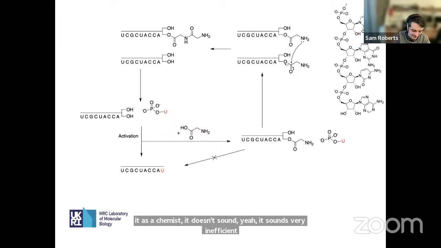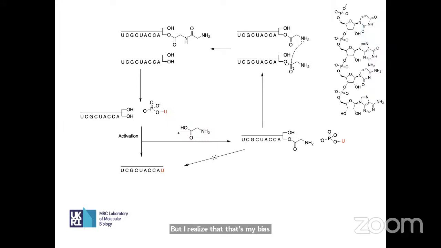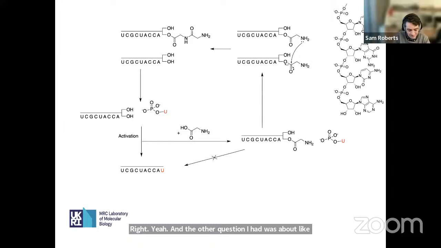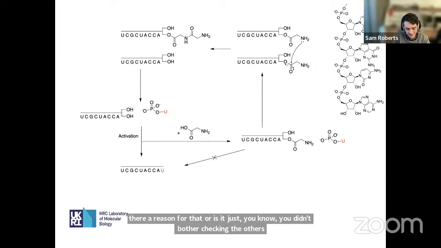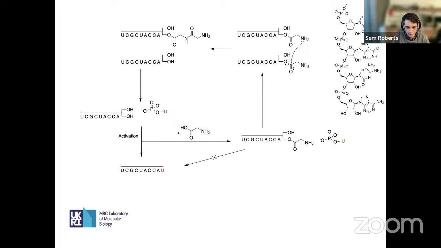So yeah, the other question I had was about your aminoacylation work and the previous works by Longfei as well. You study aminoacylation with various different amino acids, but you look at the stereoselectivity of alanine only. Is there a reason for that, or did you just not bother checking the others? I can't speak for Longfei. I know his paper, they spent more time on different sequences, whereas in my work I actually did do more than just alanine.